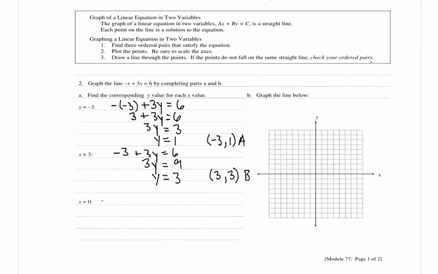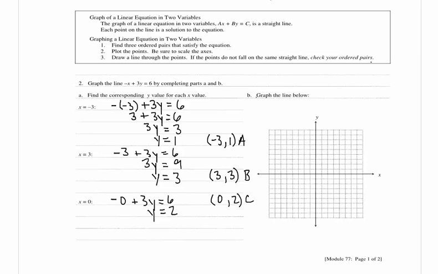And now for x is equal to 0, we have negative 0 plus 3y is equal to 6. And for this one, we just have to divide both sides by 3. So we have y is equal to 2. And our point is going to be 0, 2, and we'll call this point C.